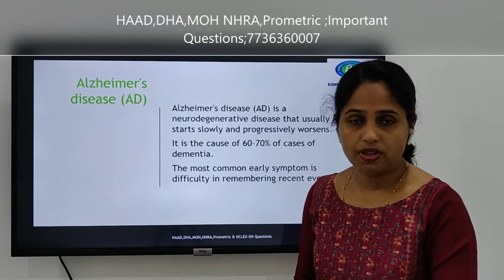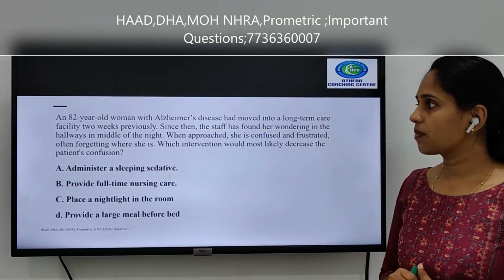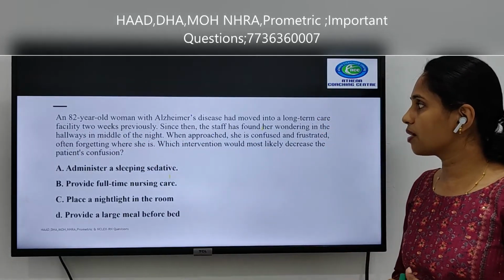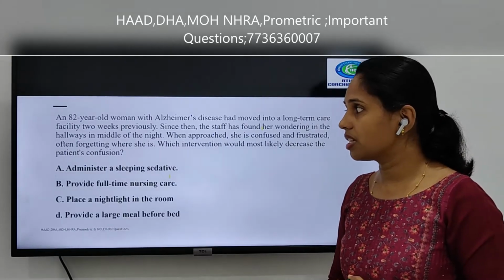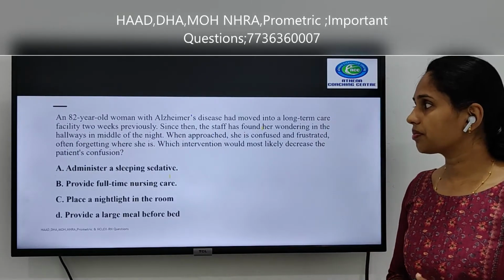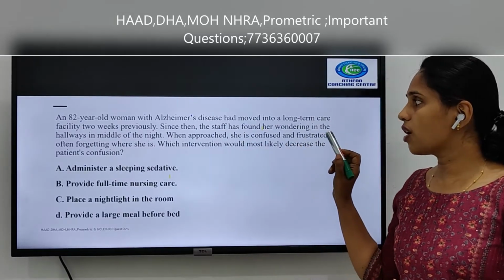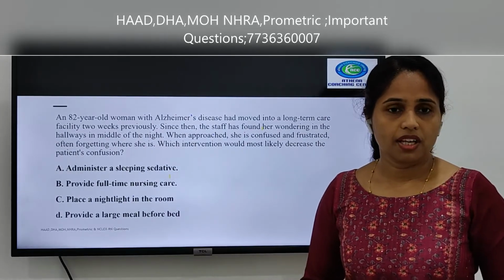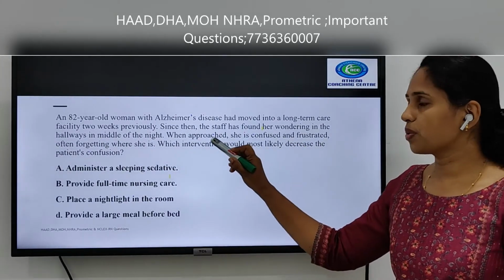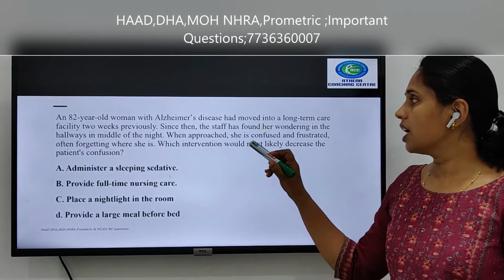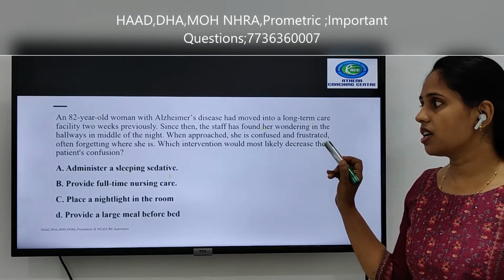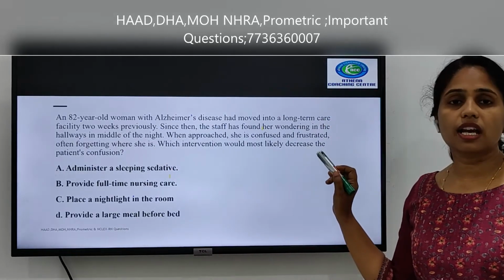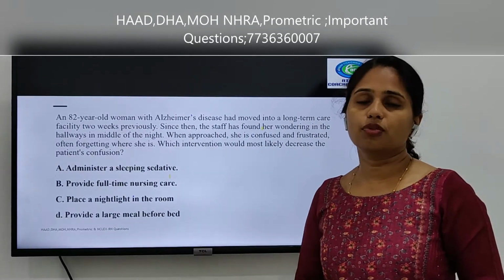So the next question is from Alzheimer's disease. An 82-year-old woman with Alzheimer's disease had moved into a long-term care facility 2 weeks previously. Since then, the staff has found her wandering in the hallway in the middle of the night. When the nurse approached the patient, she is confused and frustrated, often forgetting where she is. Which intervention would most likely decrease the patient's confusion?